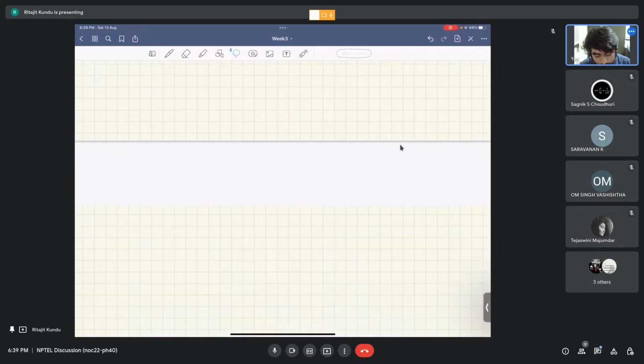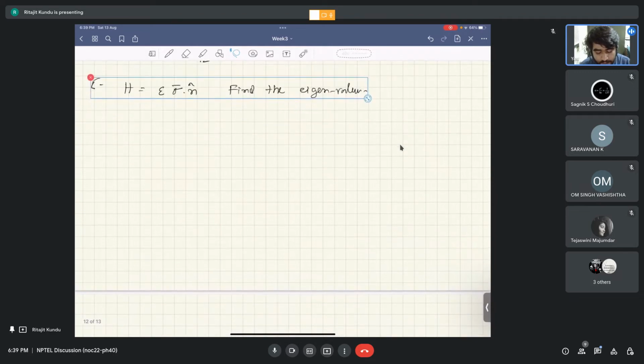Okay, so now say you are given a Hamiltonian like this. This is called a two-level system, and the Hamiltonian for this is given by H equals epsilon sigma dot n cap, where n cap is any arbitrary unit vector.